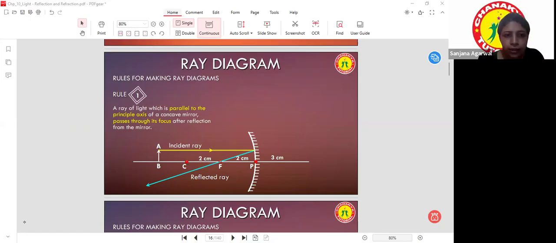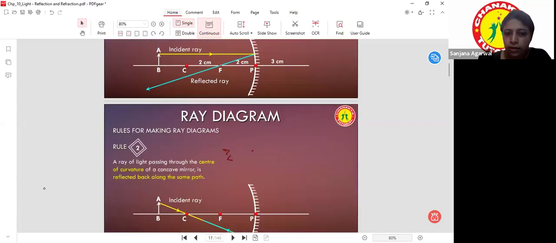Okay. The first rule says a ray of light which is parallel to the principal axis of a concave mirror passes through its focus after reflection. If you allow the incident ray parallel to the principal axis to fall upon the mirror, after reflection from the mirror, it will pass through the focus only.